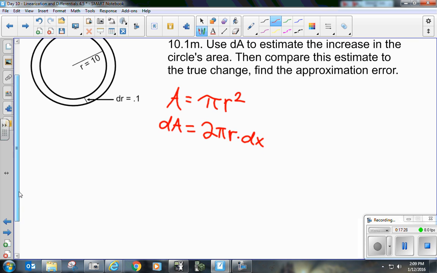2 times pi, which is in our calculator. We don't even have to type it out infinitely. What's the radius? 10 times dx. What's dx? Or in this case, why do we not say dx? Why is it dr? Well, because it says dr here. But we always do that. It's d times whatever variable we're taking the derivative with respect to. So that's why it's times dr.